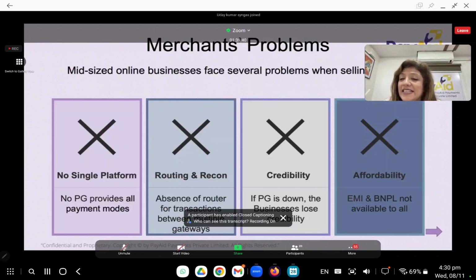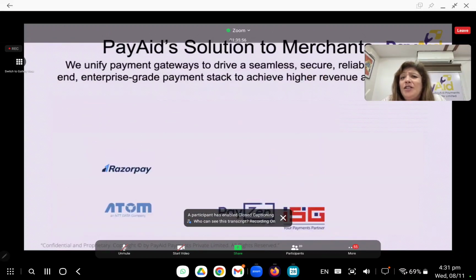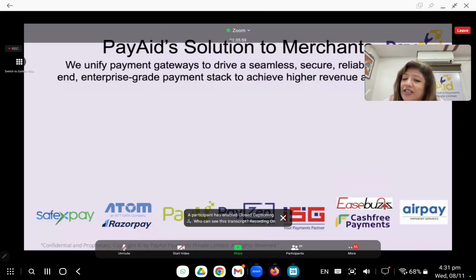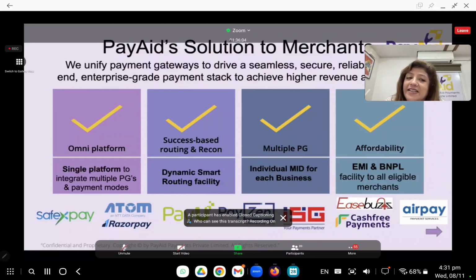Since we are working with 18 aggregators, we are also able to offer affordability like the EMI and buy now, pay later to these businesses, which today only the biggies like an Amazon or a Flipkart or a Swiggy are able to. So what does Pay8 do? We unify all the payment gateways. Here are some of the payment gateways that we work with. All of these are integrated onto a single platform of Pay8. We do a success-based routing depending on which payment gateway is the most successful. And that's how we're able to offer 30% higher transaction success.